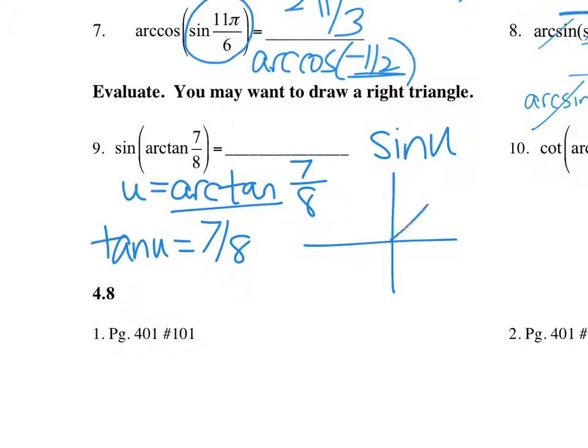Okay, here we go. So let's go ahead and we'll draw a triangle. We're in quadrant 1 because everything's positive. So we're going to draw u right there. There you are. And we're going to go opposite over adjacent. And then we have to find out what the hypotenuse is, and it's the beautiful square root of 113.